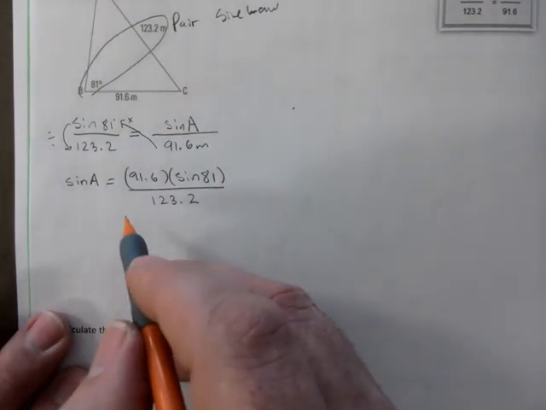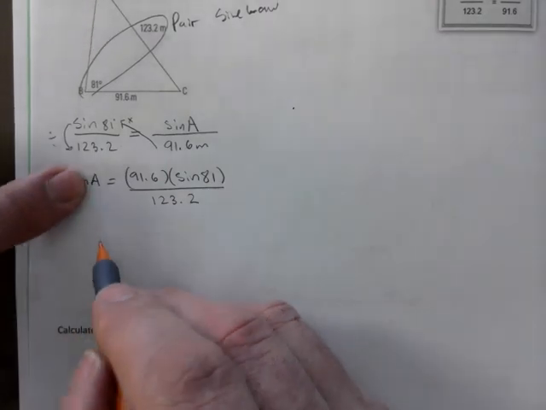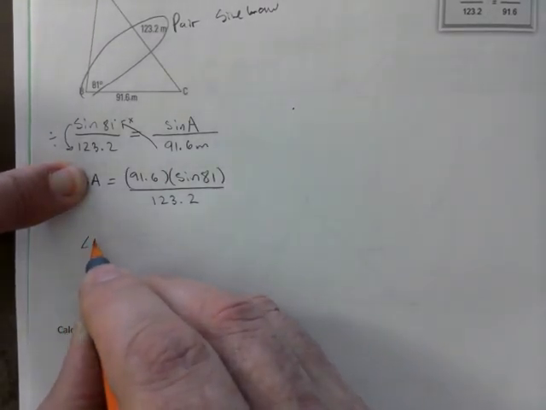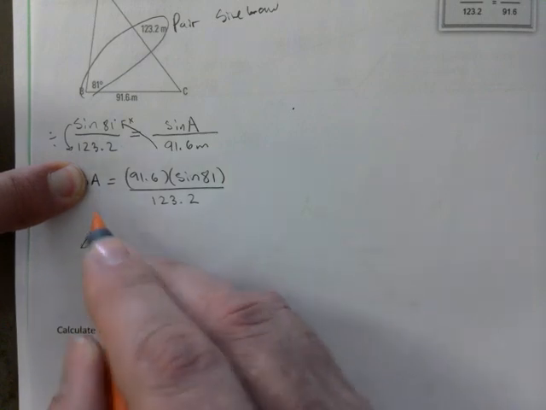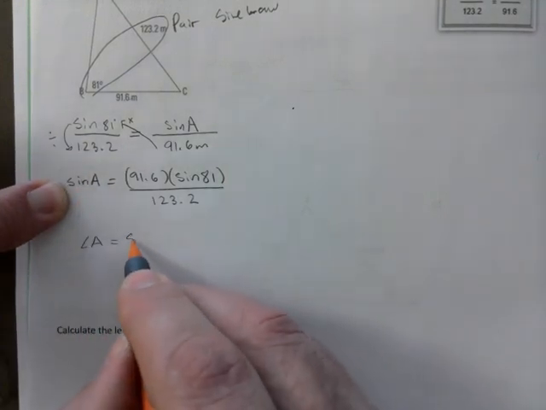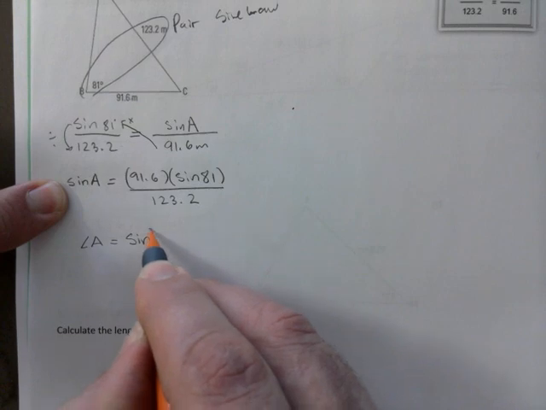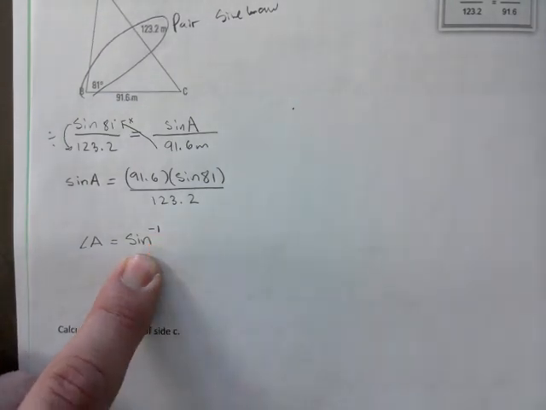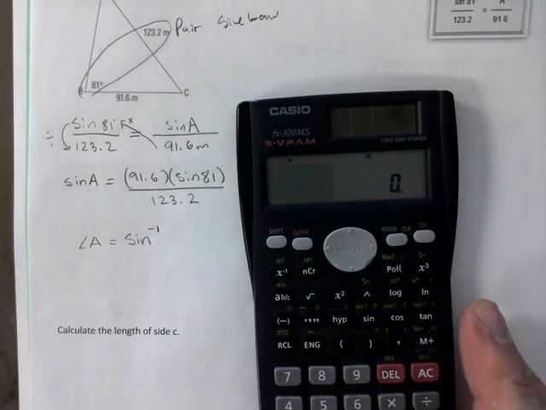Next line is this. Ready? You want to drop that sign, correct? If you do that, what happens is you're going to take, do you remember this one? Sine inverse, do you remember that? Please tell me you do. If you don't, that's okay.